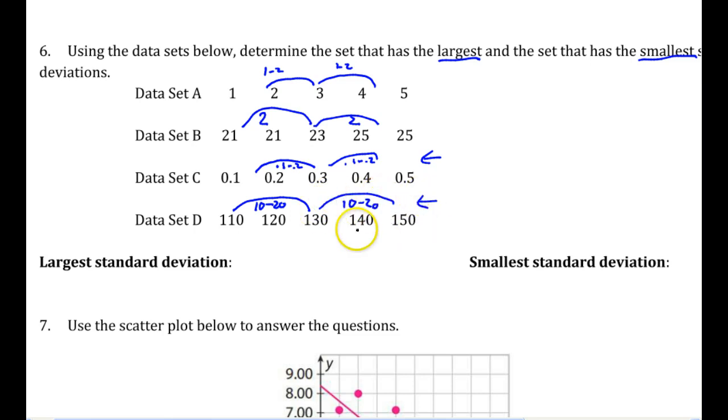So that's very large. So I'm going to say my largest one is going to be data set D. Call it data D. And my smallest is going to be data C. And you can kind of tell because these are very small numbers and they're not going to be quite as spread out because they're smaller numbers. They're already close to each other the way it is. And these are already far away from each other the way it is.